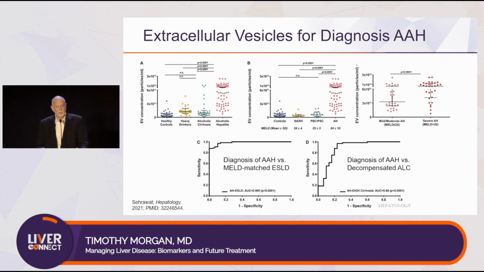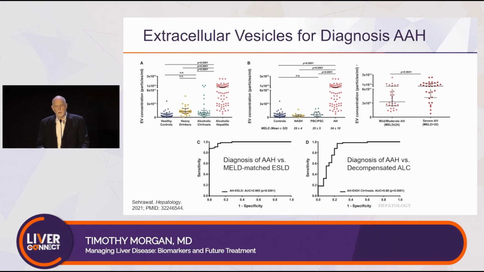And you can see that the number of vesicles floating around is much higher in alcoholic hepatitis. In the middle ones, we have other liver diseases: healthy controls, NASH, and PBC. Again, alcoholic hepatitis has a much higher number floating around. On the right-hand side, it's moderate versus severe alcoholic hepatitis. Again, a higher number in severe alcoholic hepatitis. If you then look down at the ROC curves, the number of vesicles can help you differentiate acute alcohol-associated hepatitis from other MELD-matched end-stage liver diseases or from decompensated alcoholic liver cirrhosis, which is a major ability if you can separate those out.